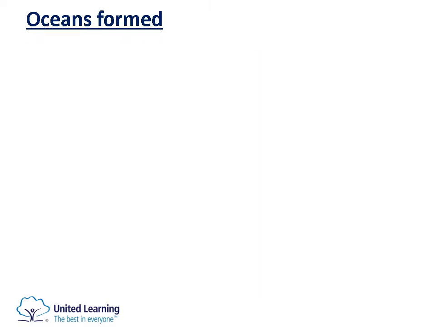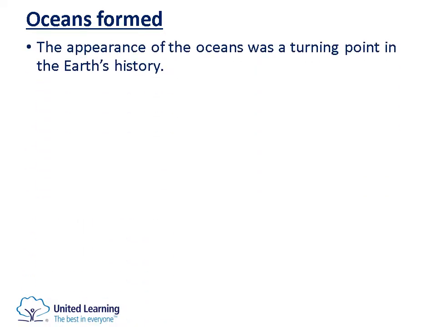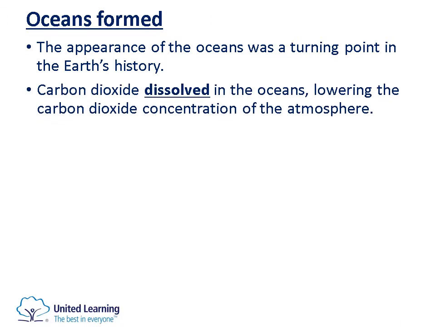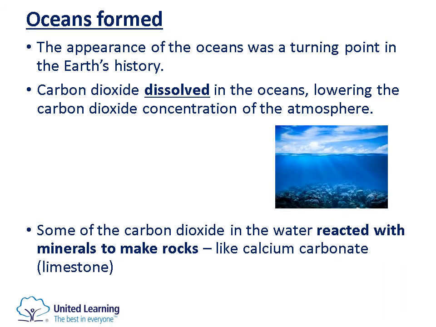So the Earth cooled down. That allowed our oceans to form, and that's what we know as a turning point in the Earth's history, because it gave a place for the carbon dioxide to go and for the levels of carbon dioxide in the atmosphere to gradually decrease. That's because it dissolved into the oceans. And some of that carbon dioxide that had dissolved in the oceans reacted with minerals to make rocks like limestone on the seabed. So that removed more carbon dioxide because it's been locked up into limestone.